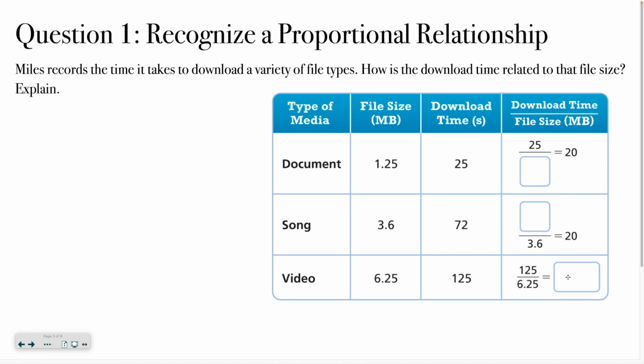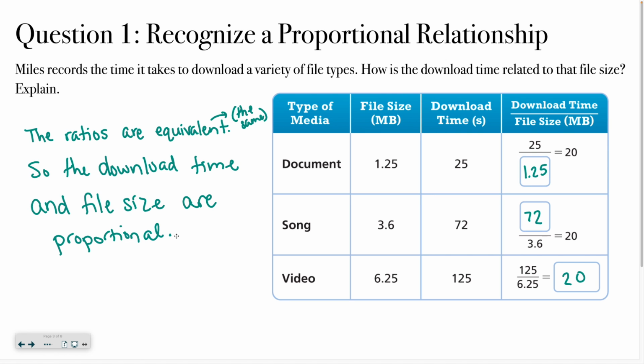Good luck. All right, for this problem, hopefully your table got filled in looking just like mine. And if we were to explain this, our explanation for this problem would be that the ratios are equivalent, meaning they are the same. So that means that the download time and the file size are proportional to one another. And the reason I know that is they are all equal to 20 when you divide them.